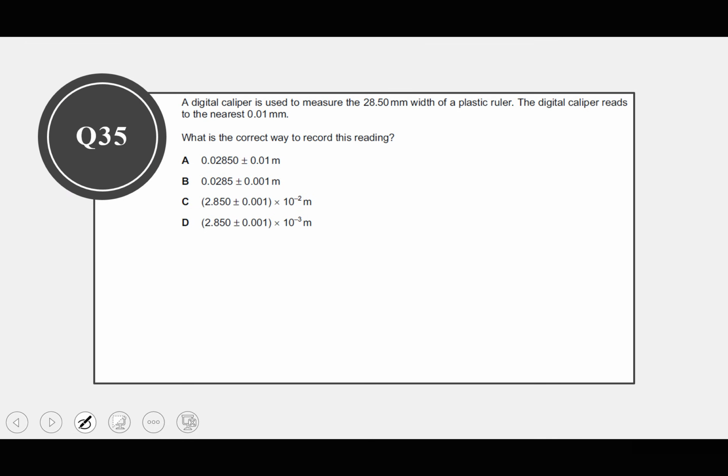Next, a digital caliper is used to measure the width of a plastic roller. The digital caliper reads to the nearest 0.01 millimeters. What is the correct way to record this reading? Okay, I think we have answered a similar question, but we can still answer it. First of all, we change this to meters: 28.50 divided by 1000. When you divide that, this gives you 0.0285, maybe plus another 0, in meters.